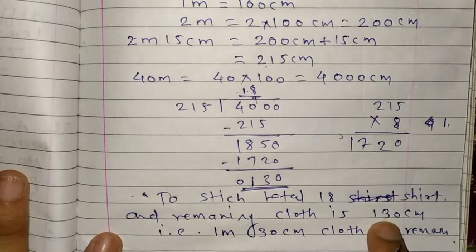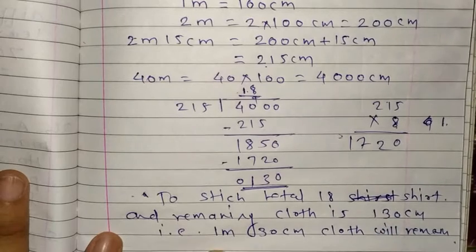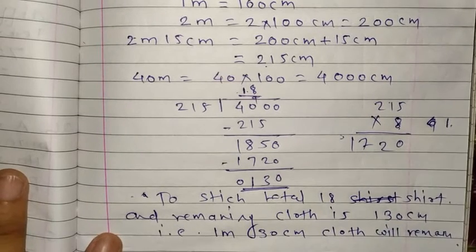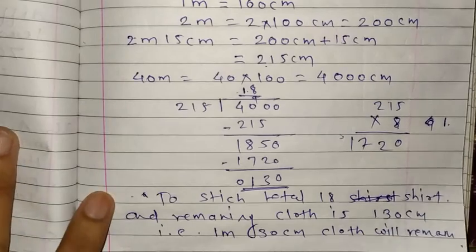If you are getting confused, it is quite clear: 100 means 1 meter, and the remaining 30 is 30 centimeter. So this is our answer. Now we move on to the next question.